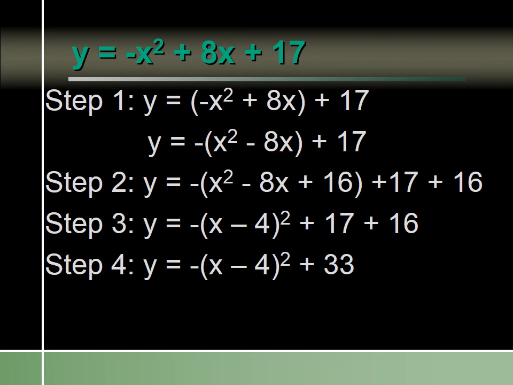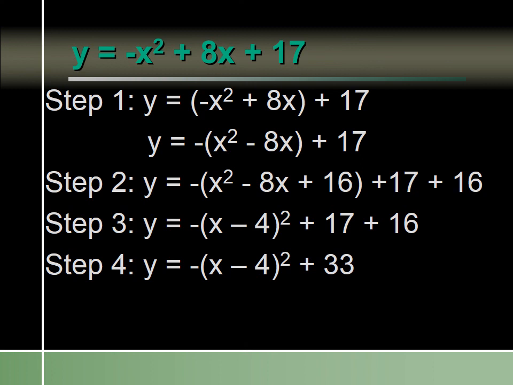And I can check to make sure I factored right by going backwards. Negative times x squared is negative x squared. Negative times negative 8x does become positive 8x. So I can check and make sure that I am factoring correctly. And then, of course, the plus 17 is going to go ahead and be brought down as well. Step 2 is the completing the square process.